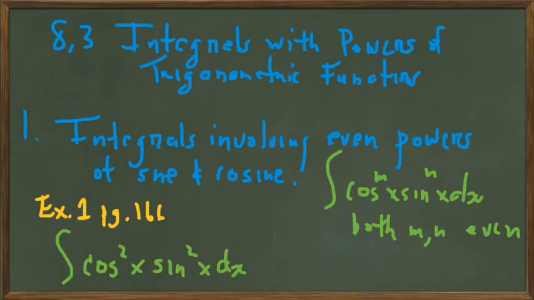We're looking at this example where both sine and cosine are to an even power, the power 2 under the integral sign. To do integrals where the powers of both sine and cosine are even, we need to use these two identities, because we cannot integrate cosine squared or sine squared directly.